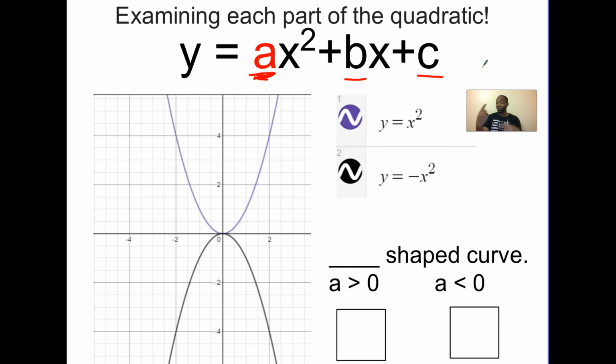Now, A has several different functions. As we look at y equals x squared, which is the purple function, and then y equals negative x squared, what is happening? First of all, a parabola forms a U shape. But what is happening when A is positive, greater than 0? How does the parabola look? And what's happening with the parabola when A is negative?